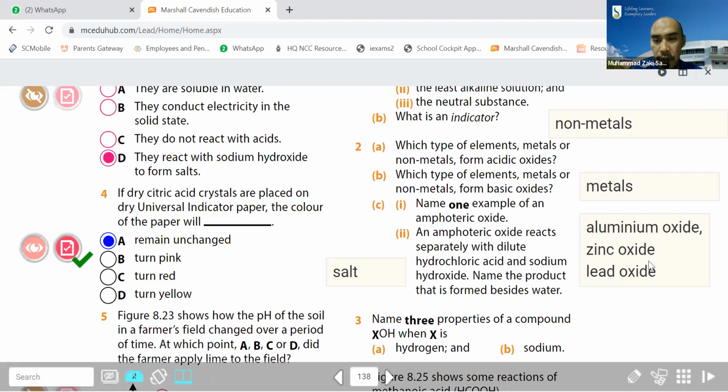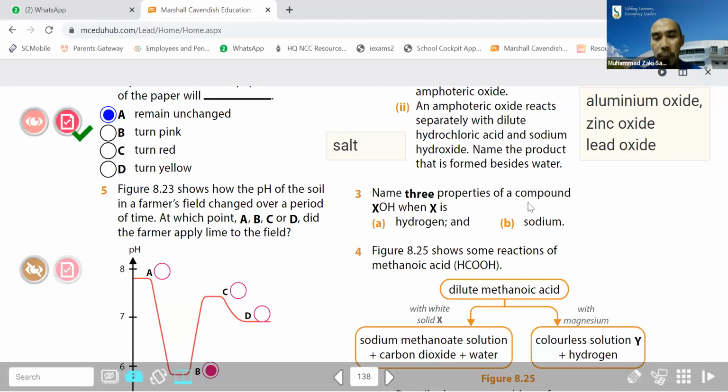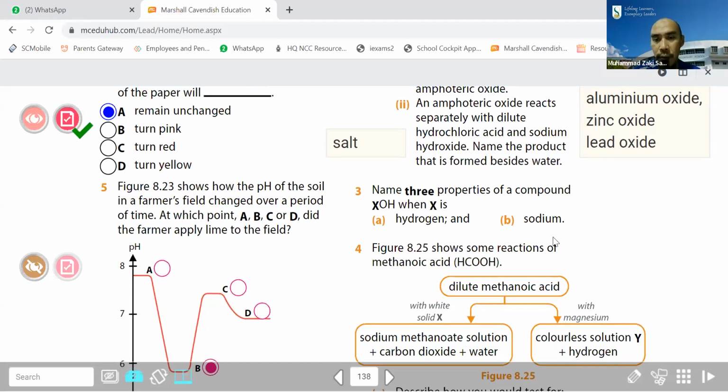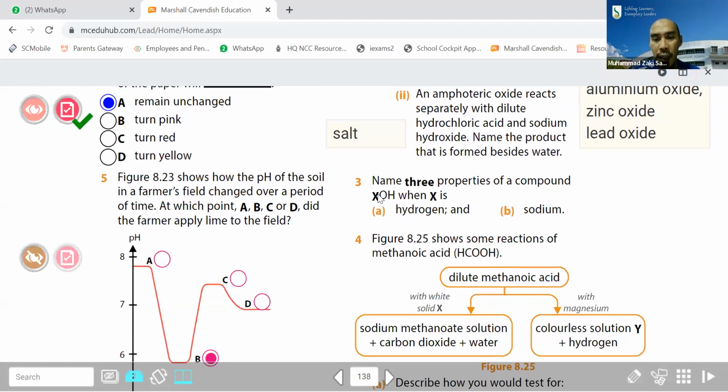State three properties of XOH, when X is hydrogen and X is sodium. The question is also interesting. What do they mean by three properties? Is it three for each one? Okay, right. How to write this down? Hold on. There's not much space for this. Let me try one first.